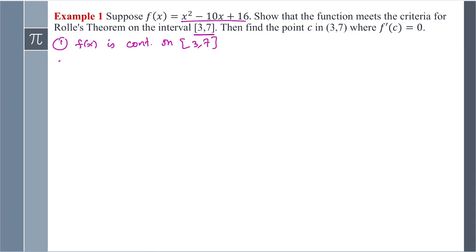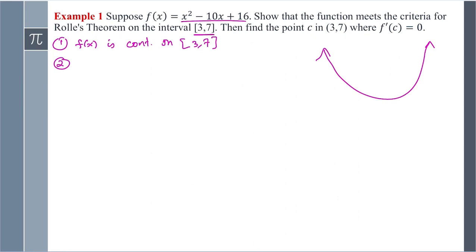The second condition is: is this function differentiable? Again, it's a quadratic function. You can draw this one. It is a parabola facing up. There's no sharp turning point, so we can find the slope at every point on that graph.